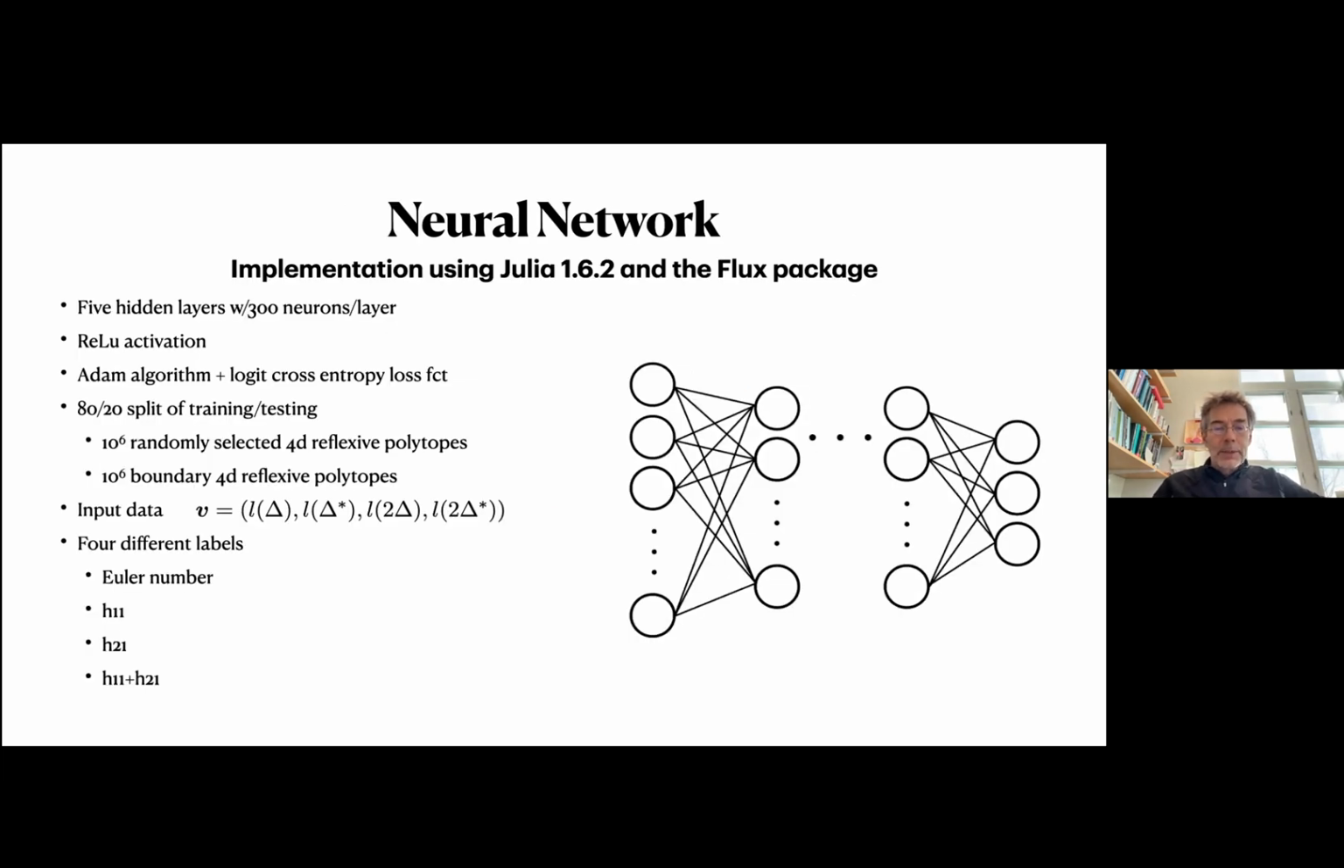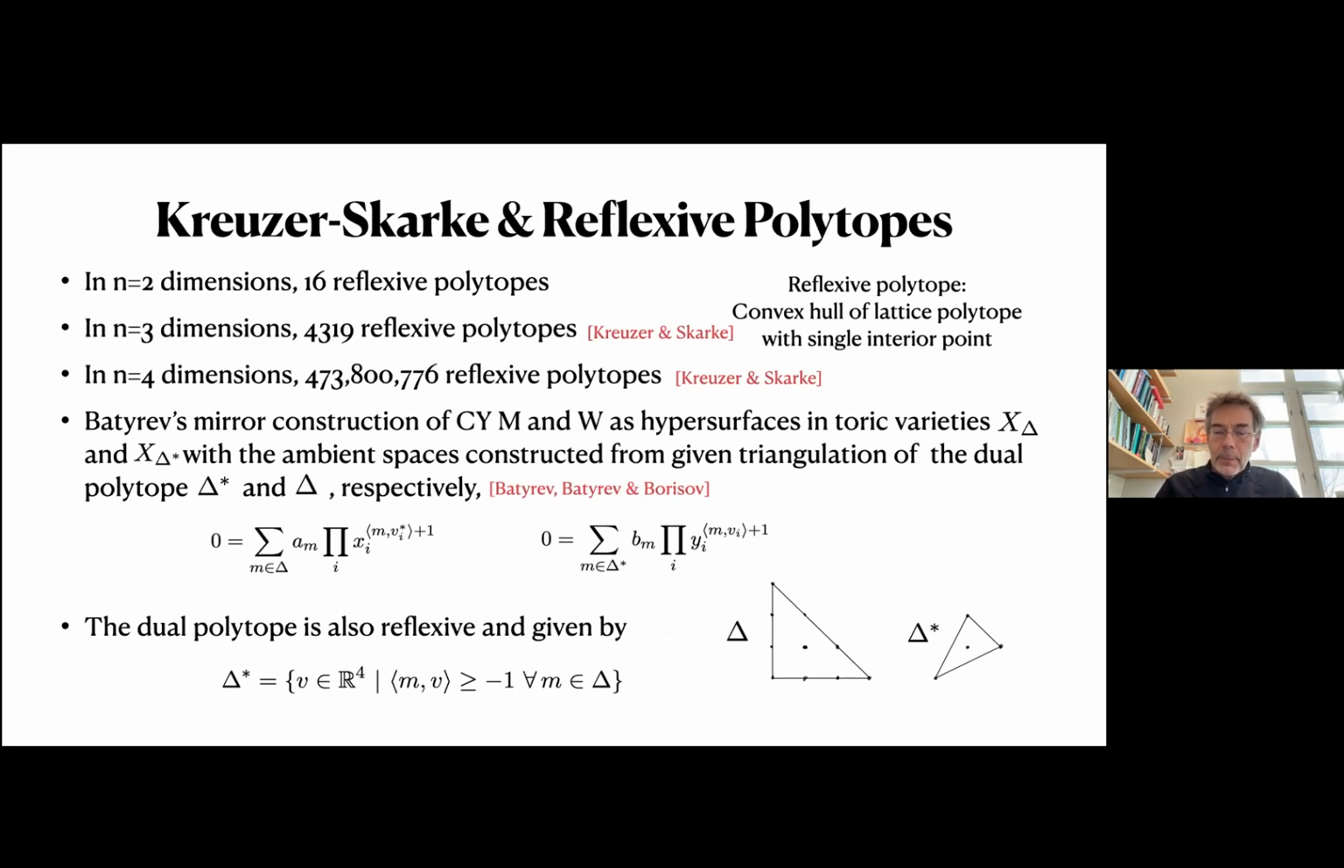Now, what is L of 2 delta and L of 2 delta star? Well, we scale up these polytopes. You essentially just multiply each of the vertices by a factor of 2, and then you count the number of points, and similarly you do that for delta star.